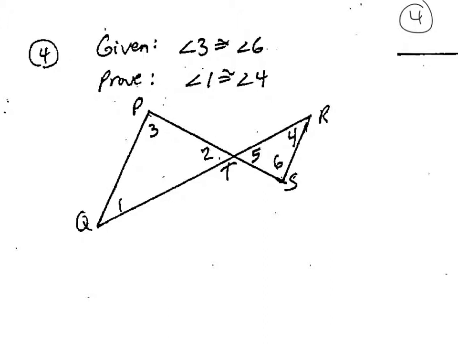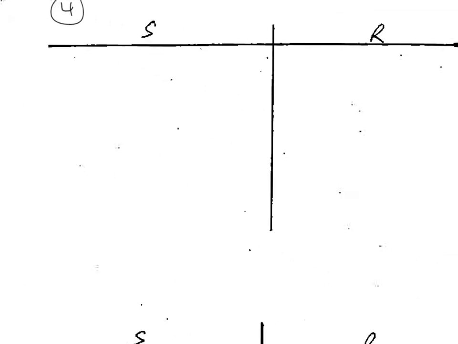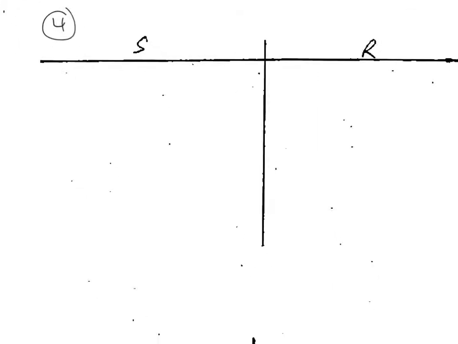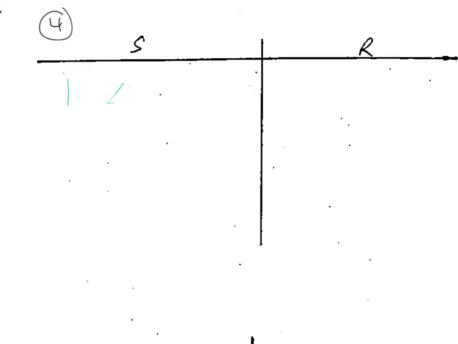It really does come down to parallel lines, and it's actually going to be the shortest proof probably that you've done. I know that doesn't make sense right now to you. Let's work through it. So I'm going to start with given information, angle 3 is congruent to angle 6. And we're asked to prove that angle 1 is congruent to angle 4.